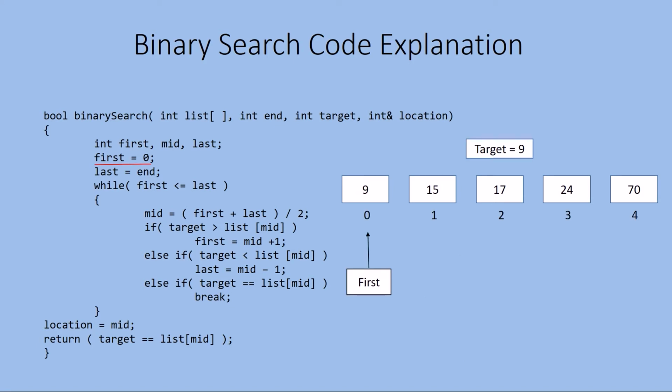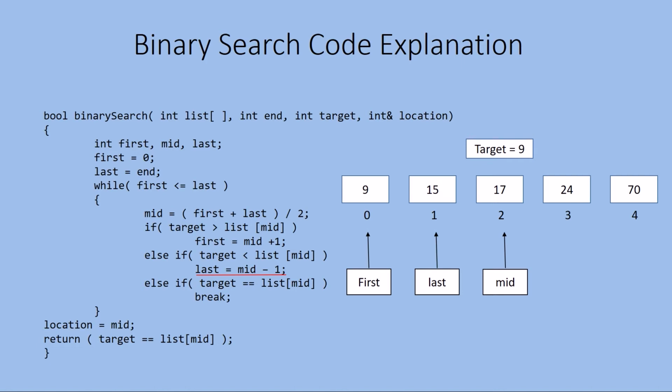We set first equal to 0, last equal to n. Go into the loop. Calculate middle: 4 plus 0 divided by 2 is 2. So middle will be position 2 in the array. Now compare the element of the array with target. Is 9 larger than 17? No, then we move on. Is 9 smaller than 17? Yes. We set last equal to mid minus 1 here.